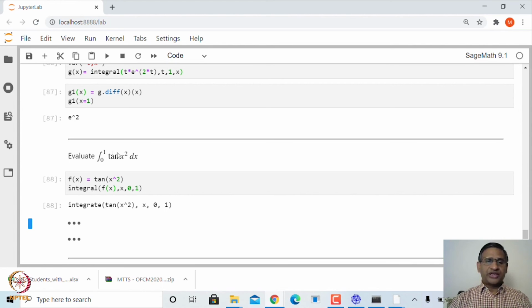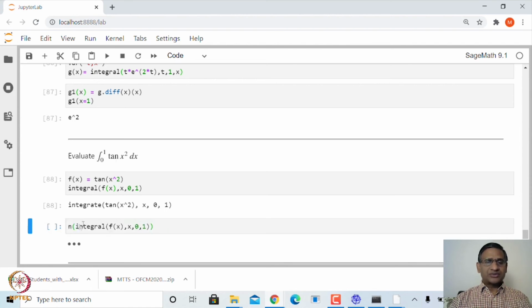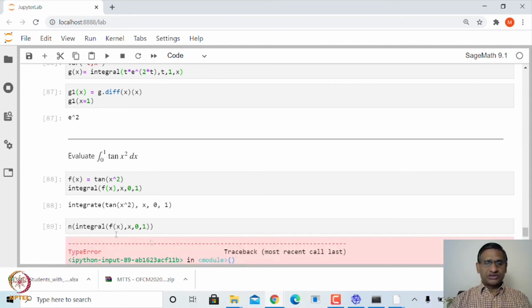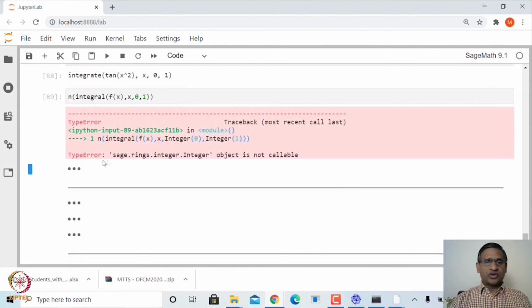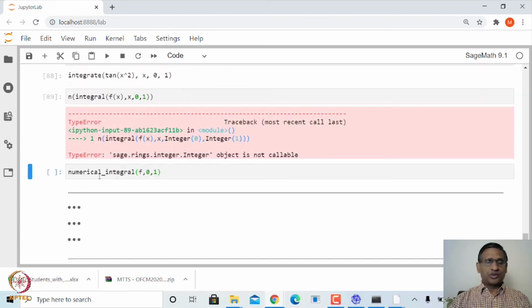So that means Sage is unable to find this integral in closed form. In that case, what you can do is find the numerical integral. If you say this N, it will not work, because it says this is not callable, so you need to find this as a numerical integral. In this case you will get the value.